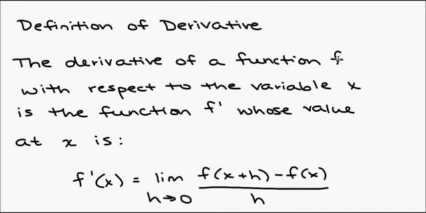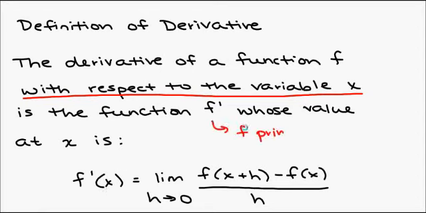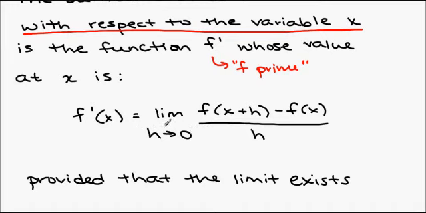We have the definition of a derivative here, and you can see the derivative of a function f with respect to the variable x is the function f prime, whose value at x is as follows. You see f prime of x equals the limit as h tends to 0 of f of x plus h minus f of x over h. So this should look familiar. This is your instantaneous rate of change. So this is coming back again, very important. And this is provided that the limit exists. So if the limit does not exist, then you don't have a derivative at that point.